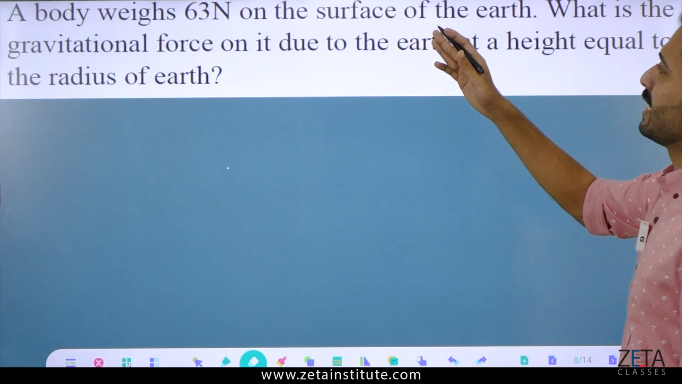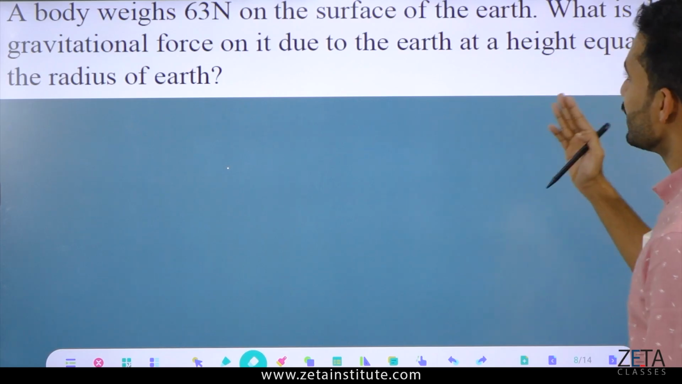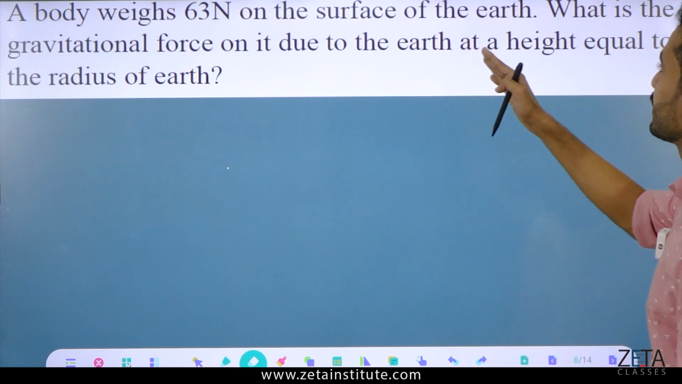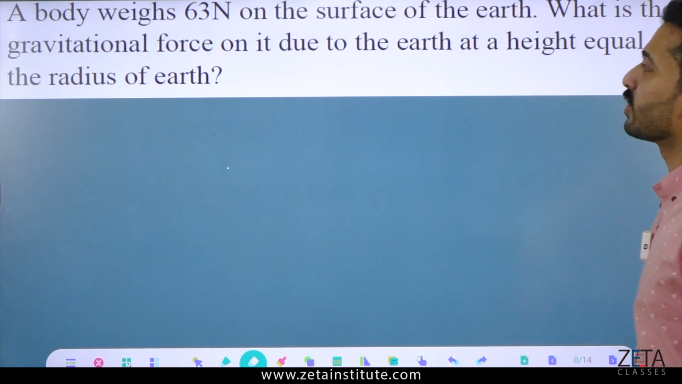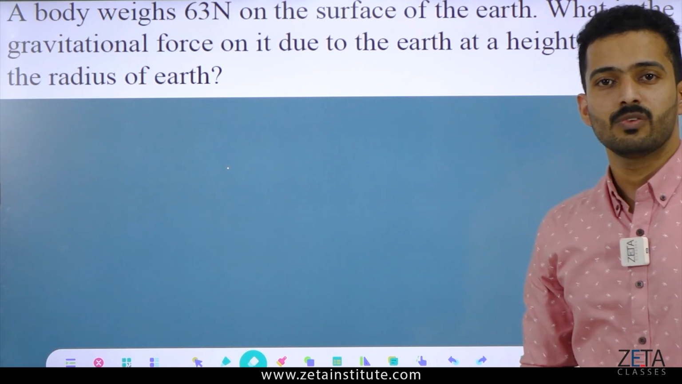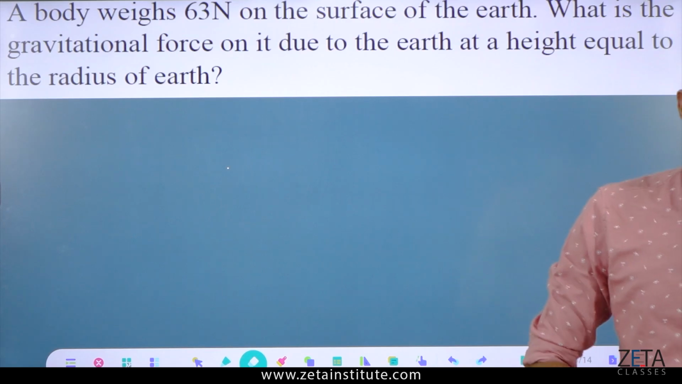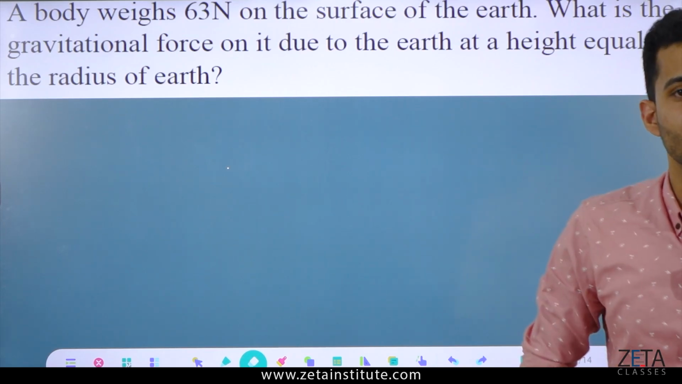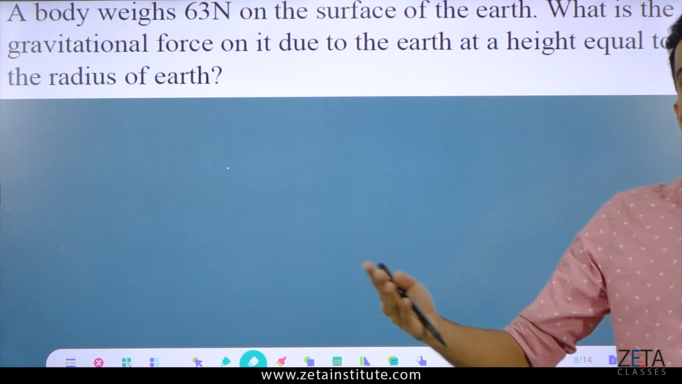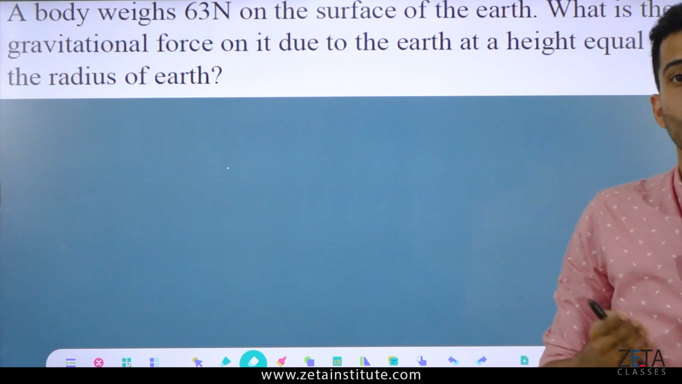A body weighs 63 Newton on the surface of the earth. What is the gravitational force? Gravitational force means the weight on it due to the earth at a height equal to the radius of the earth. We know that when we go up, the value of acceleration due to gravity decreases. Then its weight also decreases, because W, the weight, is equal to mg, mass into acceleration due to gravity. When the value of acceleration due to gravity decreases, weight also decreases.